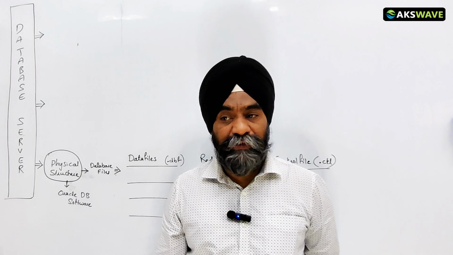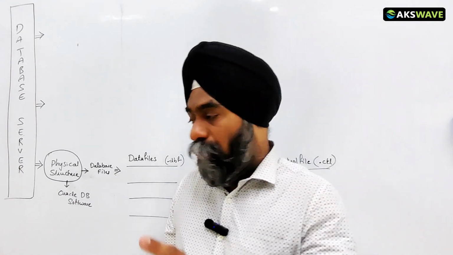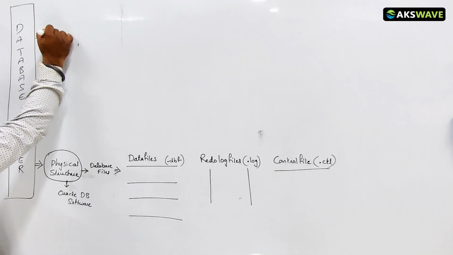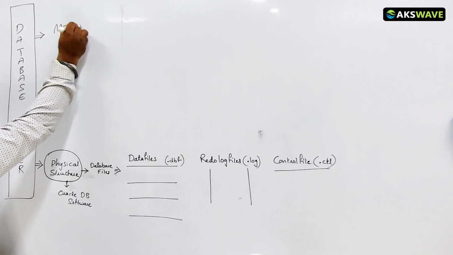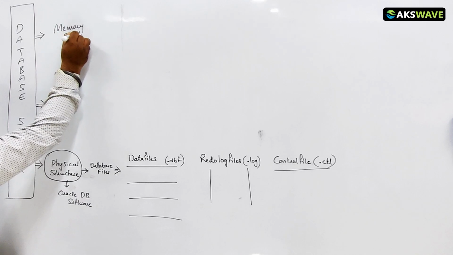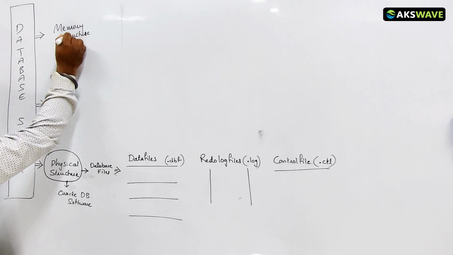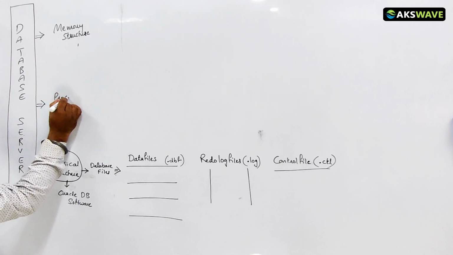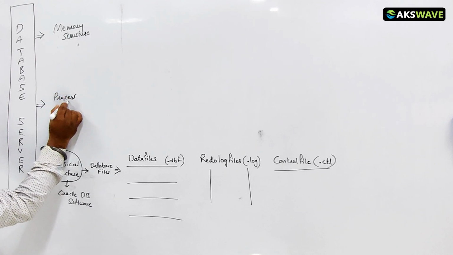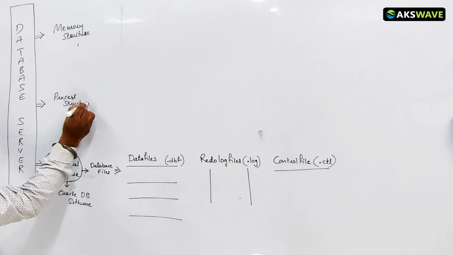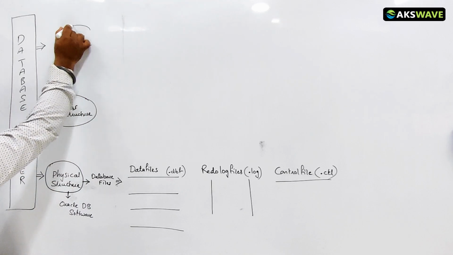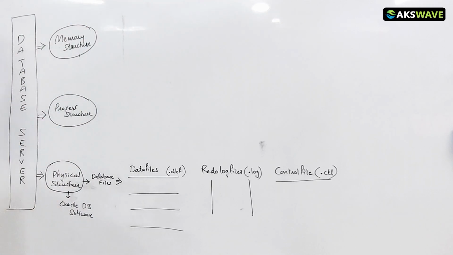Two things are happening, right? Whenever you open a file, one, some memory is allocated. I will call it a memory structure here, correct? And one more is called, what is that? Process structure, right? One is a memory structure we got, another is a process structure.